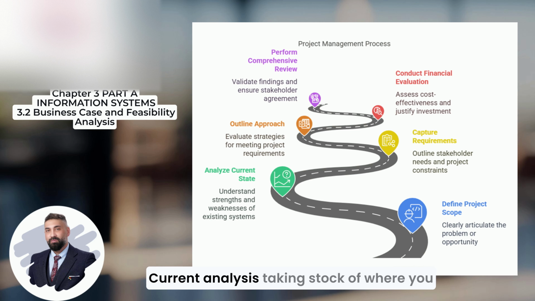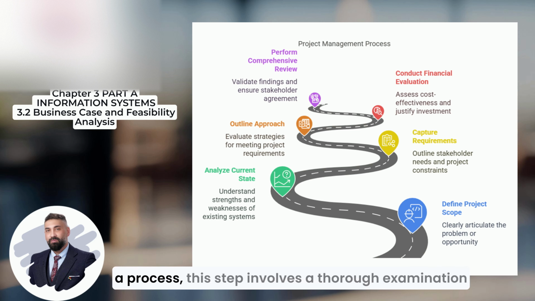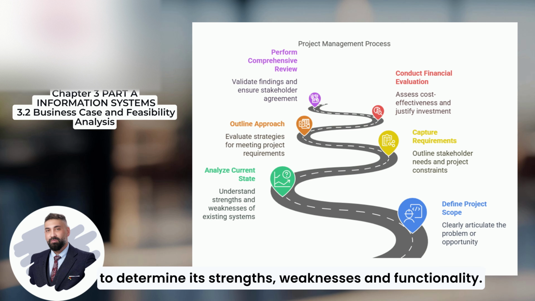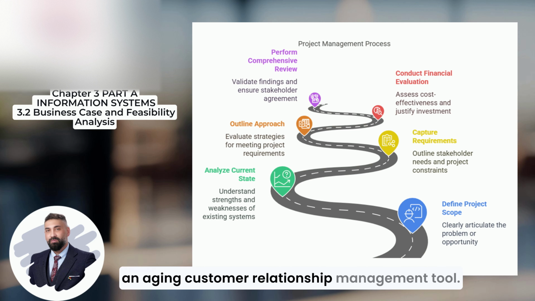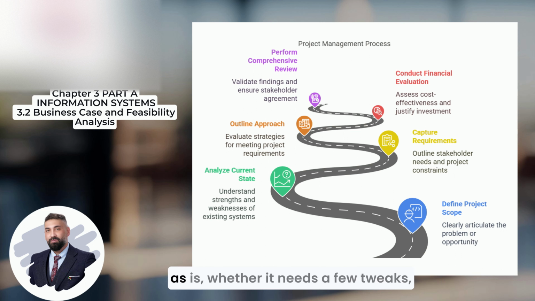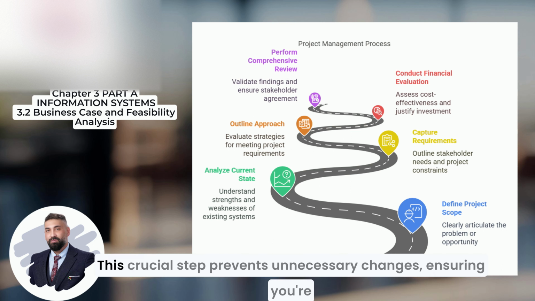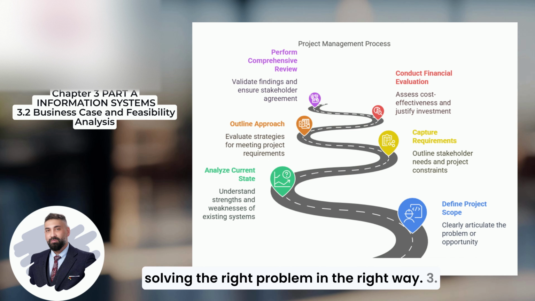2. Current analysis, taking stock of where you are. With the problem identified, it's time to analyze what's currently in place. Whether it's a system, a software product, or a process, this step involves a thorough examination to determine its strengths, weaknesses, and functionality. Example? Let's say your organization is running on an aging customer relationship management (CRM) tool. This analysis will show if it's performing well as is, whether it needs a few tweaks, or if it's time for a complete overhaul. This crucial step prevents unnecessary changes, ensuring you're solving the right problem in the right way.